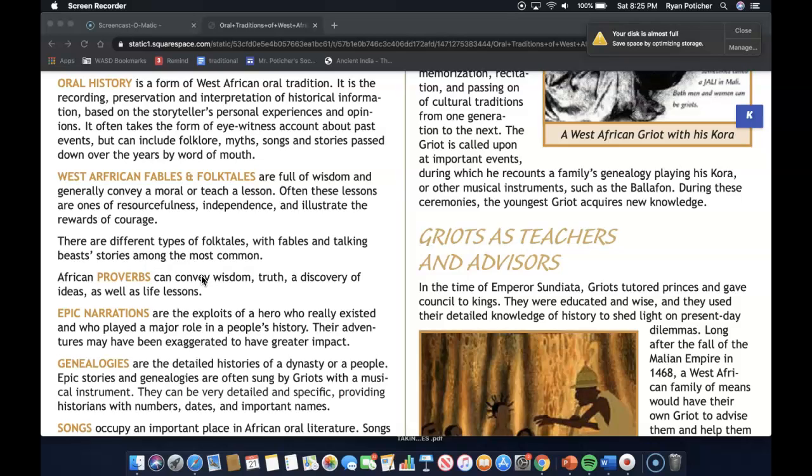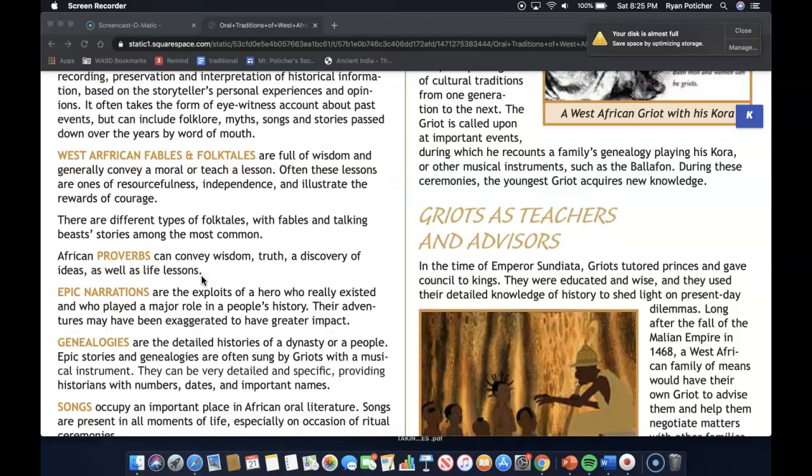Oral history is a form of West African oral tradition, and it is the recording, preservation, and interpretation of historical information based on a storyteller's personal experiences and opinions. It often takes the form of eyewitness accounts about past events, but can include folklore, myths, songs, and stories passed down over the years by word of mouth.